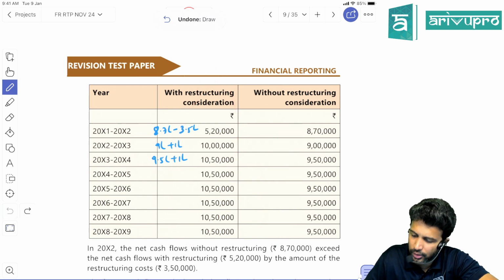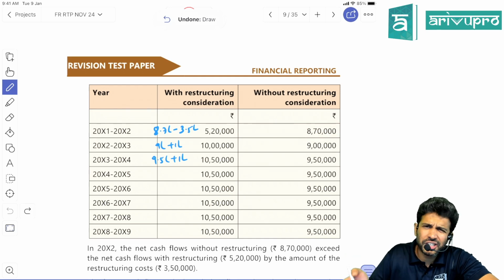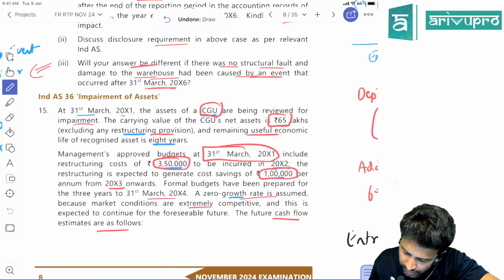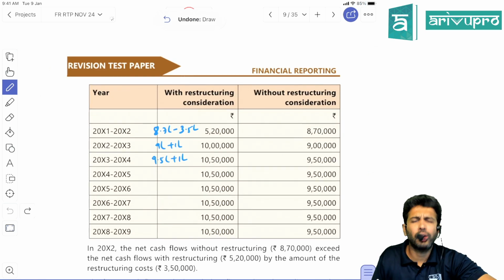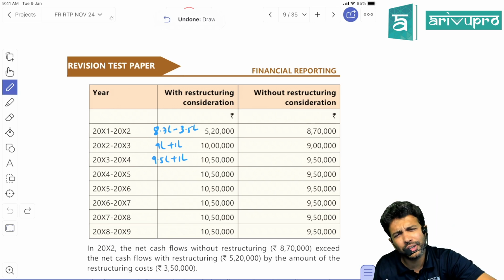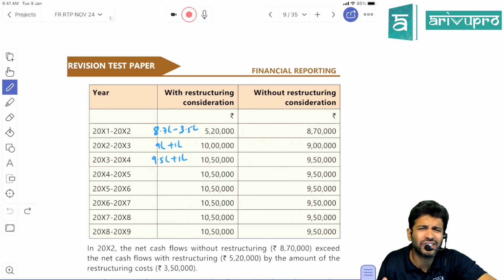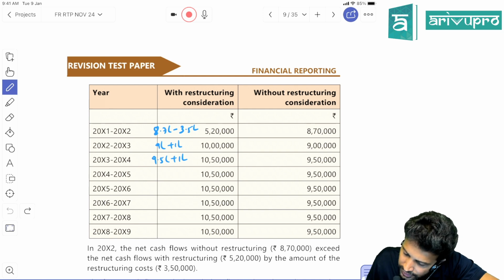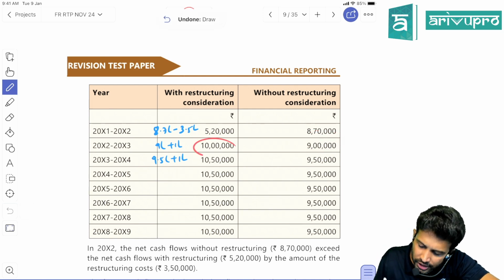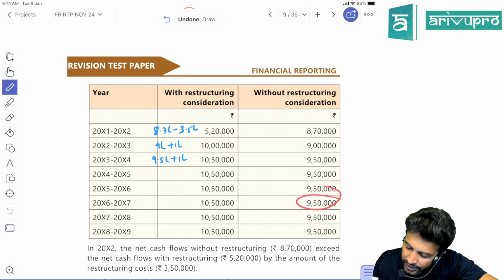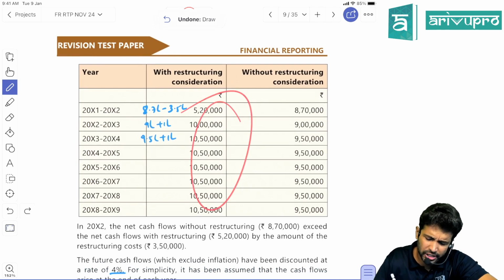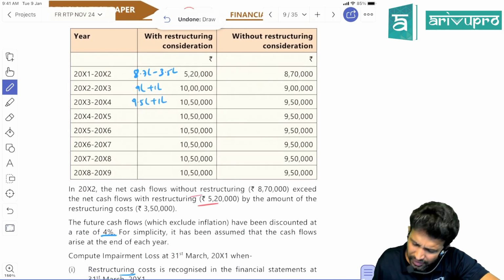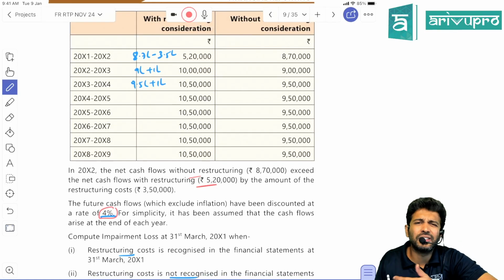If you check the value, without restructuring is 8.7. Restructuring cost is 3.5, correct? They only gave it over here. So 8.7 minus 3.5 gives you 5.2. And due to restructuring, you'll get an extra cost saving, meaning a benefit of 1 lakh. So if the benefit without restructuring is 9, with restructuring it will be 9 plus 1, 10 lakh. If this is 9.5, this will be 1 lakh more. Like that they've given all your future cash flows. The discount rate is given to be 4%.